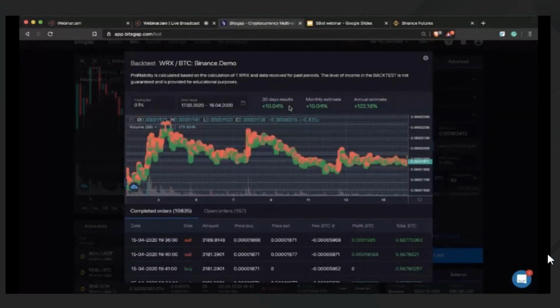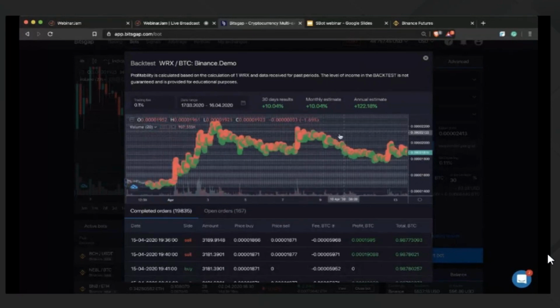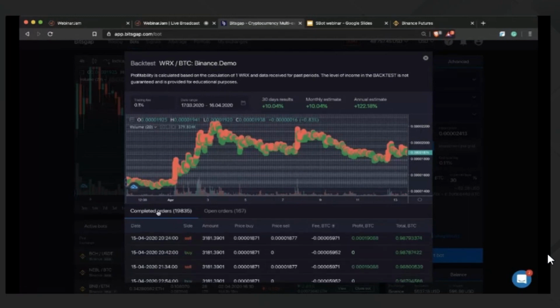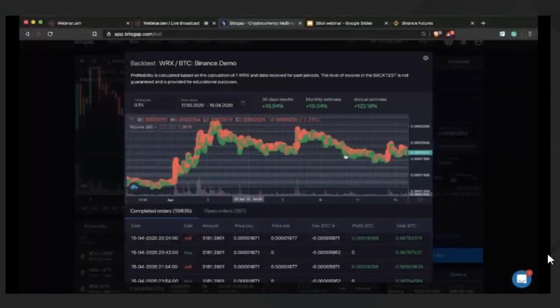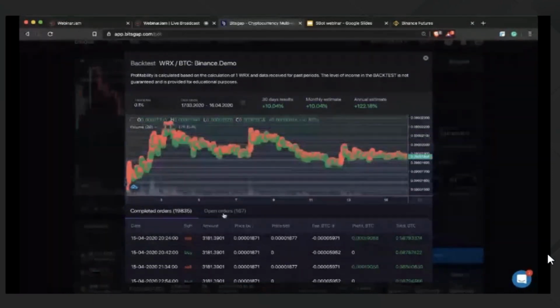So as the price was moving upwards and downwards, the bot was just making profits for you. And you can see how many orders it has completed by the time. It's around 20,000 orders. So tell me, guys, are you manually capable of doing that amount of trades? I doubt so.